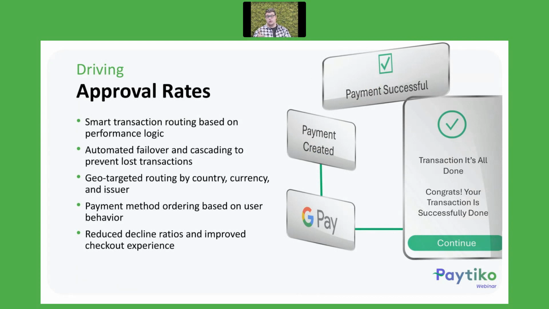So let's keep those two things in mind: new markets and local payment methods for those markets, and let's see how we can guarantee those high approval rates through payment orchestration. First things first, smart transaction routing. Based on performance logic, combined with automated failover and cascading, the so-called smart routing, in order to prevent any failed transactions.